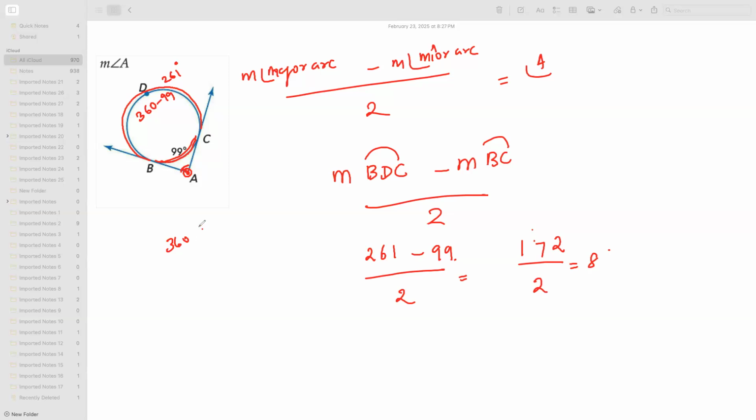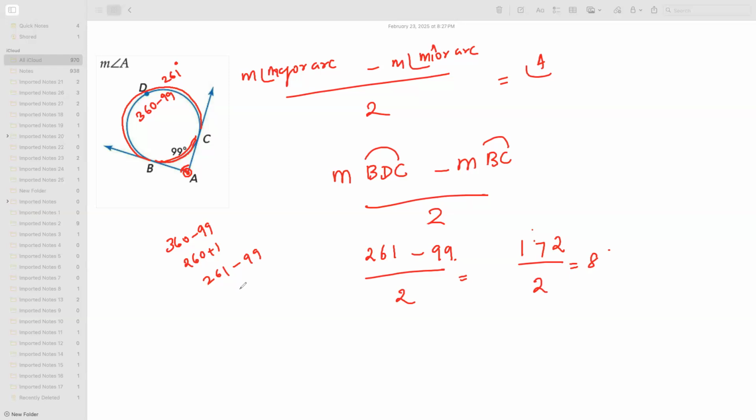I'm getting confused. 360 minus 99 is what? 261. 261 is correct. Okay, so 261. The angle is half of the intercepted arc, right? Yeah, 261 minus 99, right?